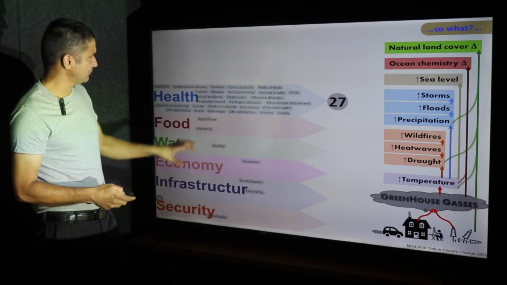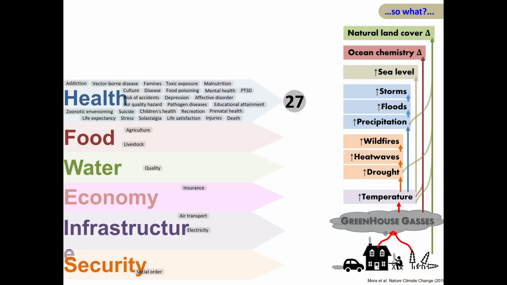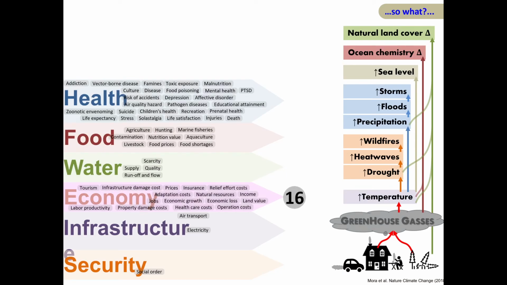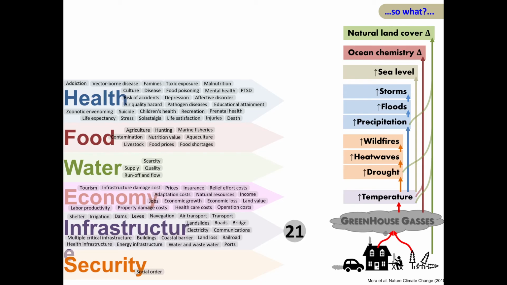We found 27 aspects of human health, 10 aspects of food, 5 aspects of water, 16 aspects of the economy, 21 aspects of infrastructure, and 11 aspects of human security. In total, we found over 3,000 cases in which these climatic changes are already influencing humanity.